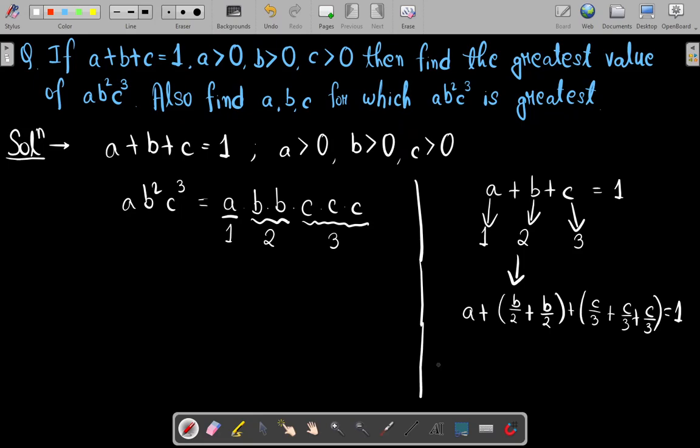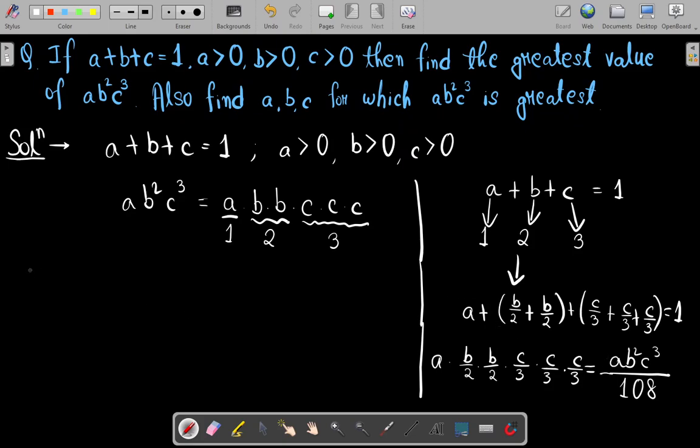I did this because if I multiply a times b upon 2 times b upon 2 times c upon 3 times c upon 3 times c upon 3, we see that in the numerator there is a single a. The product of two b's will give us b square, and the product of three c's will give us c cube. In the denominator we have 2 square, 4, and 3 cube, 27. So the product is 4 times 27, which is 108. So at least we get this numerator, a b square c cube.